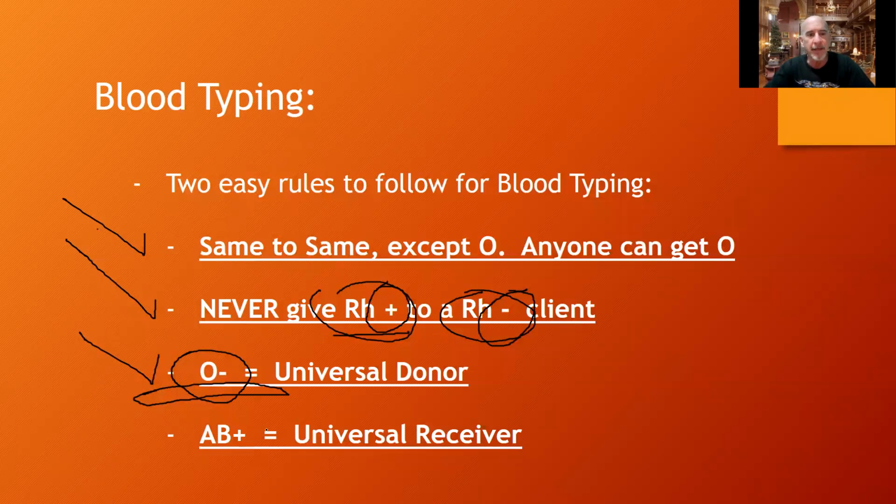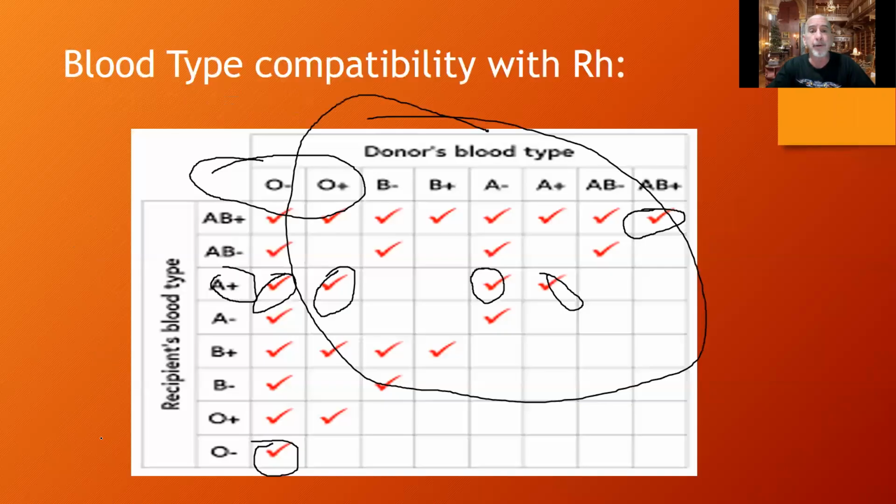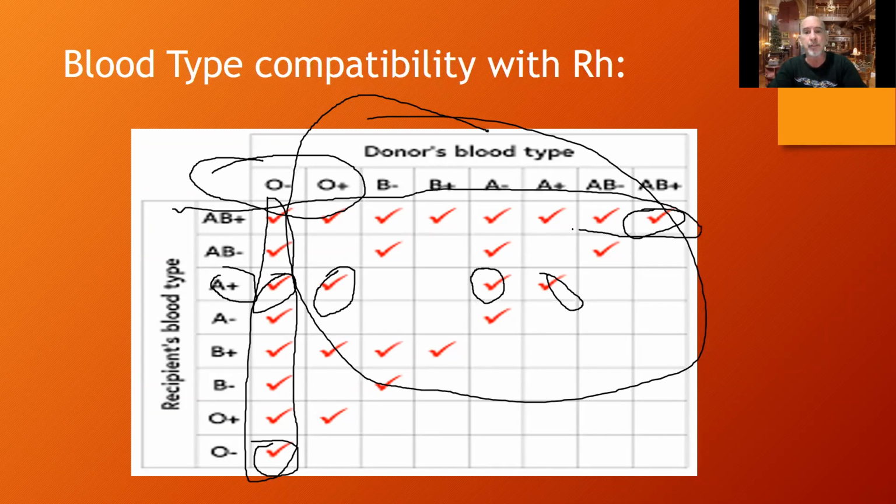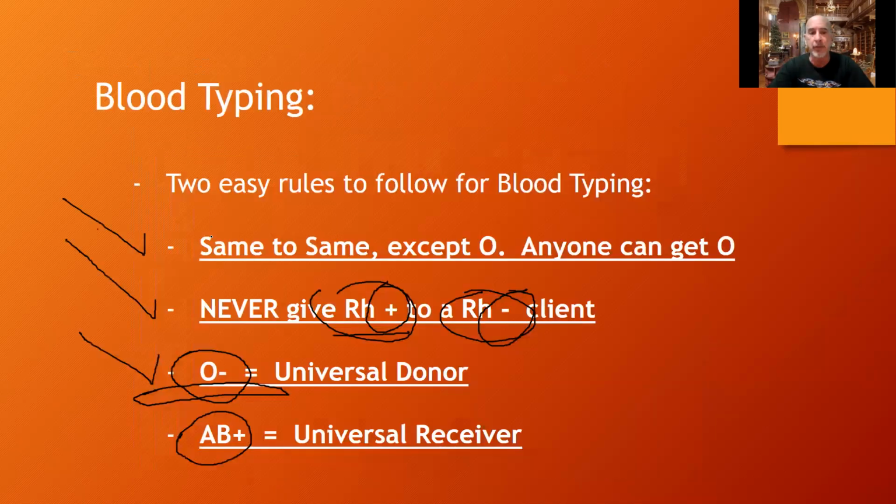Now, on the flip side of that, AB positive, he can get A, he can get B, he can get O, he can get negative, he can get positive. So the AB positive person is a universal receiver. He can get any of the blood. And if you go back up here, you'll see that reflected in the chart. All the different recipients, they can all get O negative. And the AB recipient, he can receive anybody's blood. So you have the universal donor and you have the universal receiver.